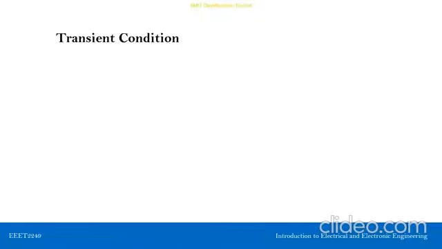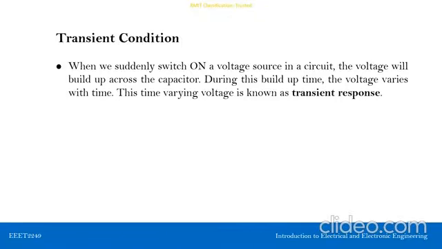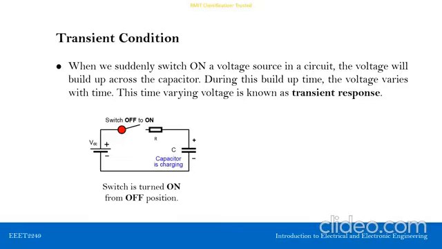Now we would like to discuss the transient condition. When we suddenly switch on a voltage source in a circuit, the voltage will build up across the capacitor. During this build-up time, the voltage varies with time. This time-varying voltage is known as transient response. For example, if a circuit remains in a condition such that suddenly the switch is turned on from the off position, we say that the circuit is in a transient condition.